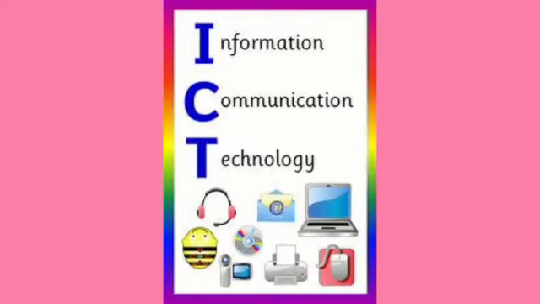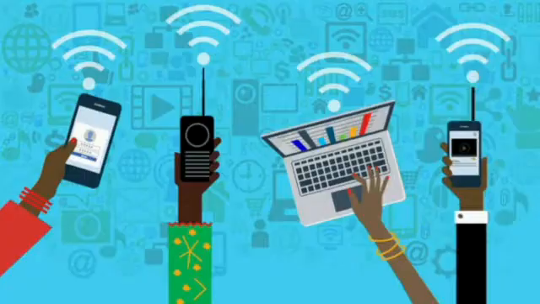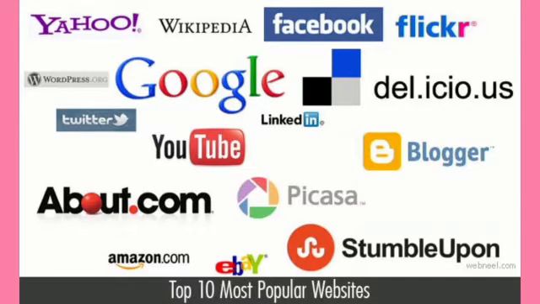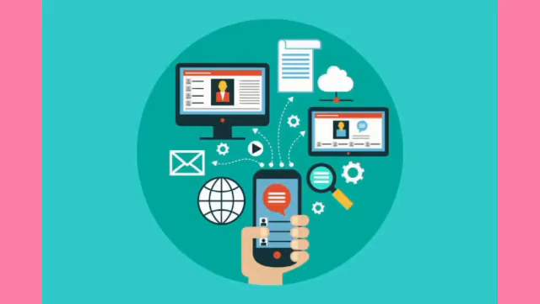Children, the next means of communication is ICT. ICT stands for Information and Communication Technology. It includes Internet and SMS. Children, Internet is one of the modern ways of communication. Using the internet, we communicate with each other through different means such as email, blog, and websites. And children, ICT gives us information in seconds.